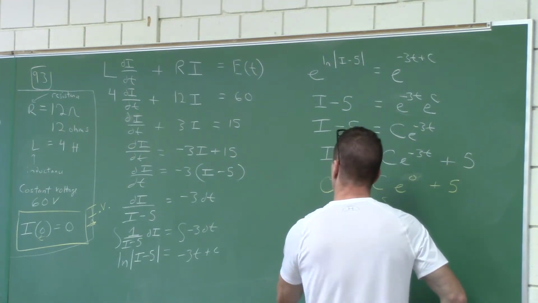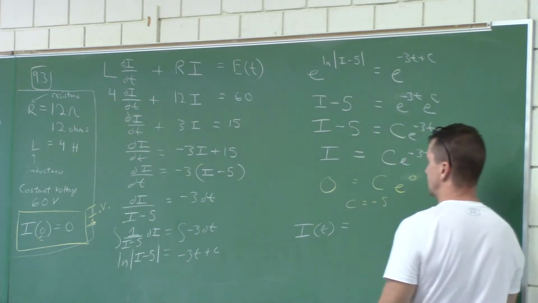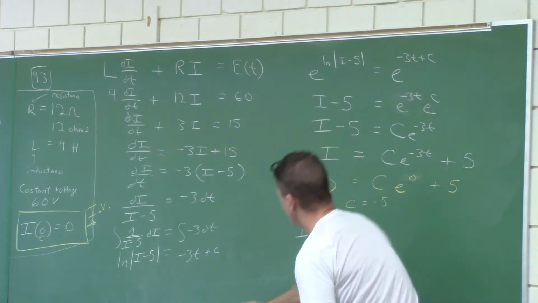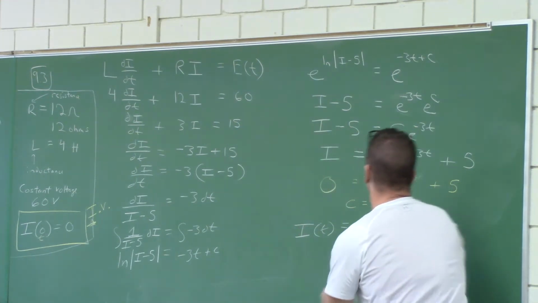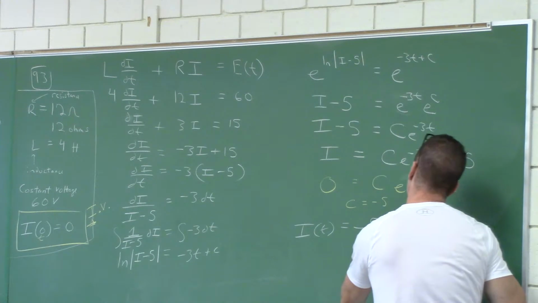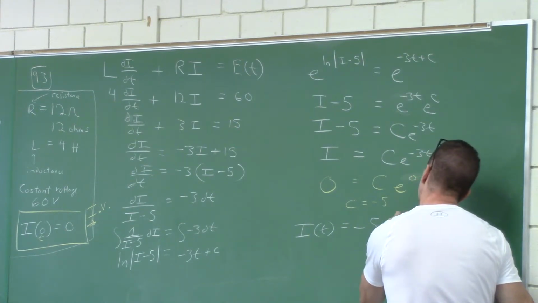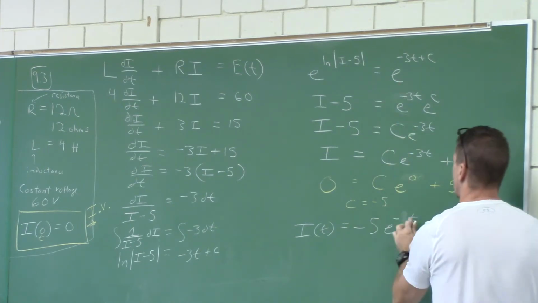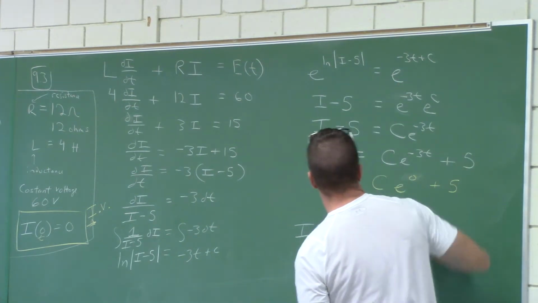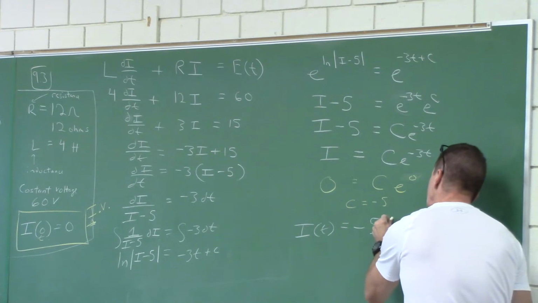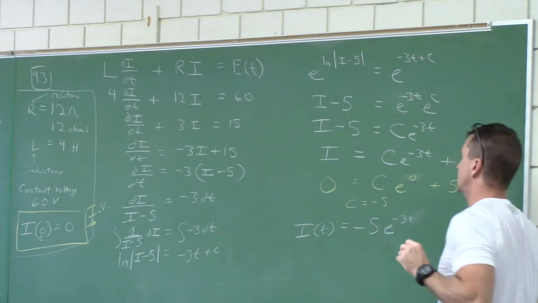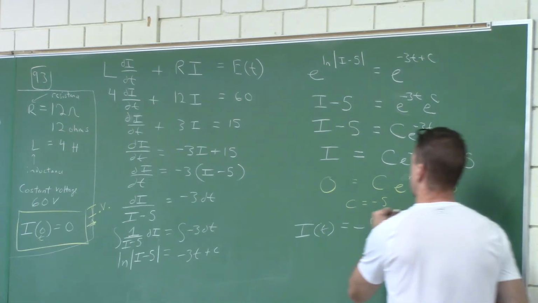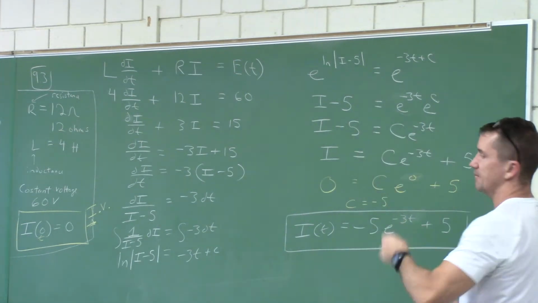There we go. Here's the answer. I'll even write it as a function of t. I as a function of t. Here's your current. This models the current in this electric circuit. Negative 5 e to the negative 5t. No, it's negative 3t, right? Oh, thank you. Negative 5 e to the negative 3t plus 5. And there it is. That's what we're looking for. That models the current.